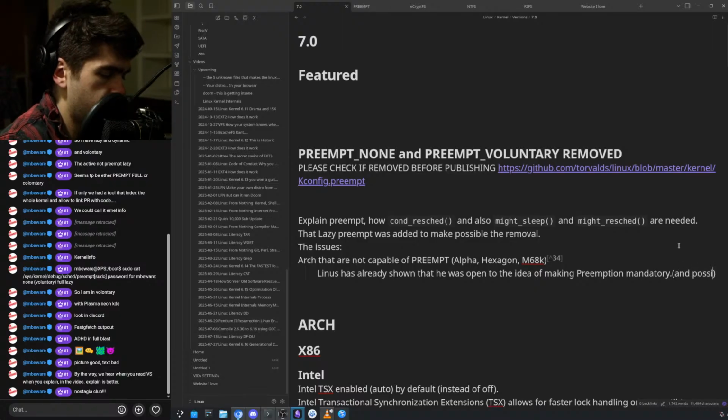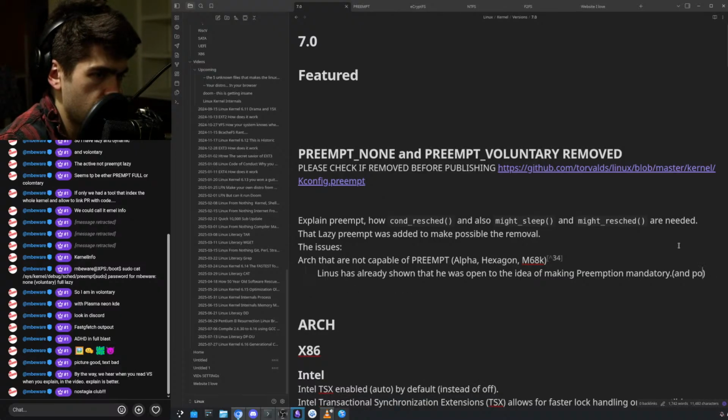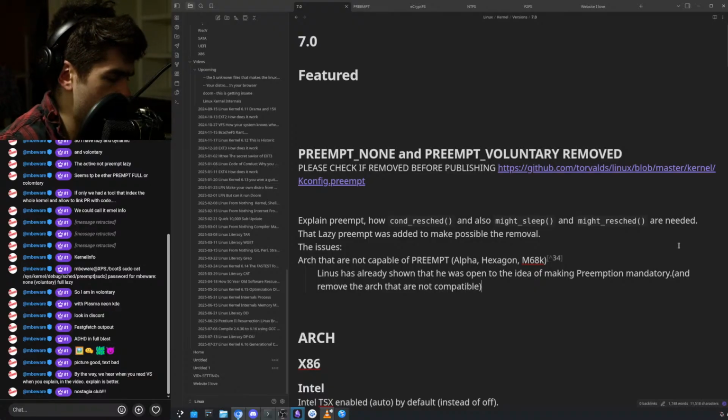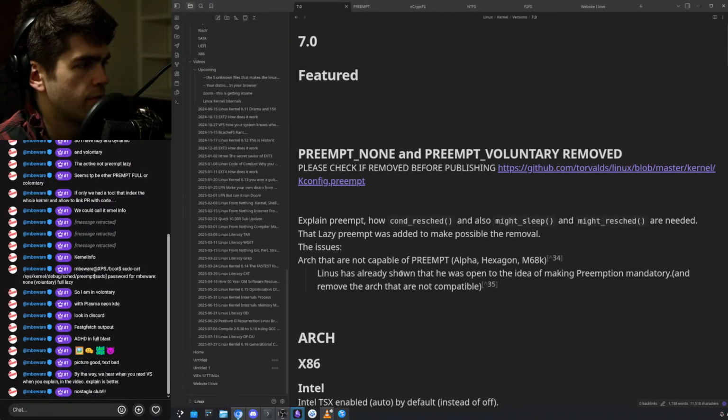And possibly remove the archs that are not compatible. Okay, so let's just quote that out. Cool. So now I'll have a quote for this.